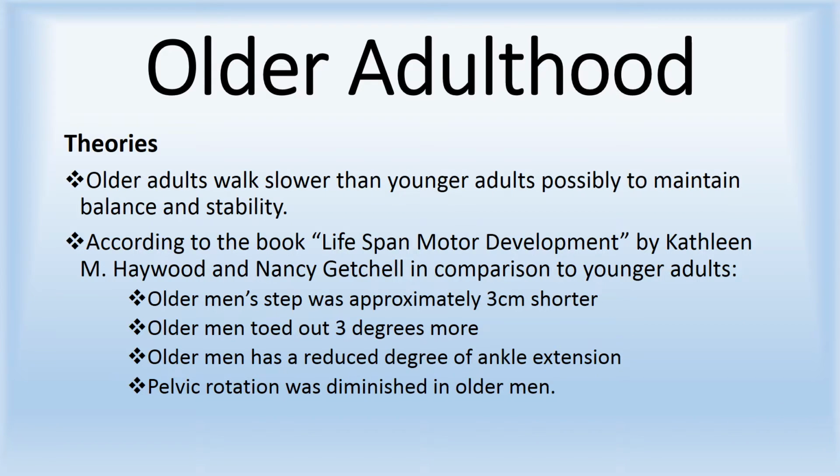Moving on to the older adult stage, older adults walk slower than younger adults, possibly to maintain balance and stability. According to the book Lifespan Motor Development, in comparison to younger adults, older men's step was approximately 3 centimeters shorter and toed out about 3 degrees more. They have a reduced degree of ankle extension, and pelvic rotation was diminished in older men.